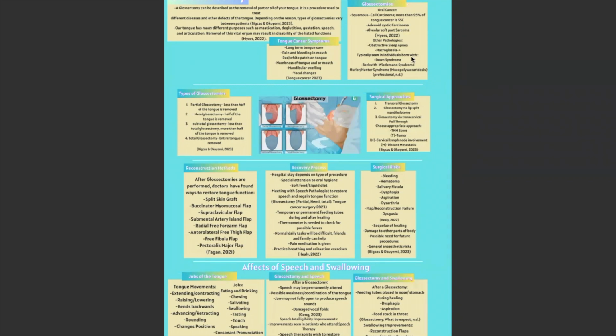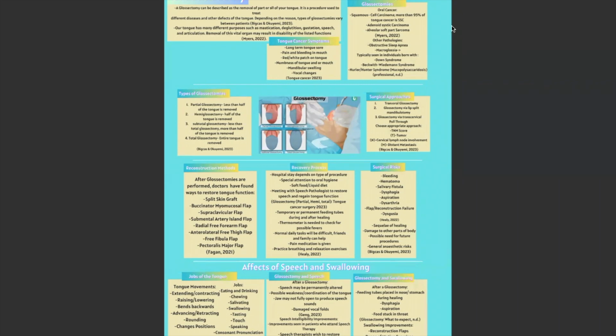Because we have advanced so far medically in society, doctors have found ways in which they can not only fill the tongue space in which they have resected the tongue, but they can also restore tongue function. They can do so by using skin grafts and structural flaps.